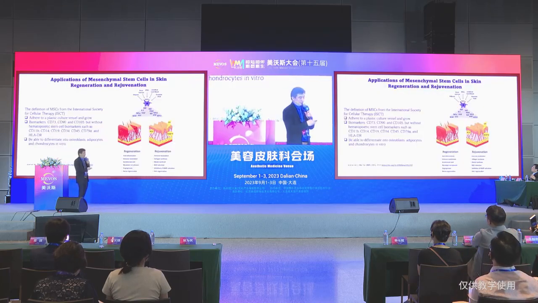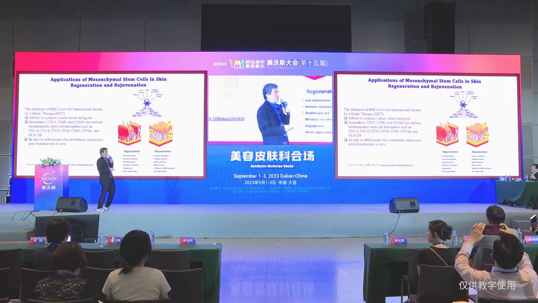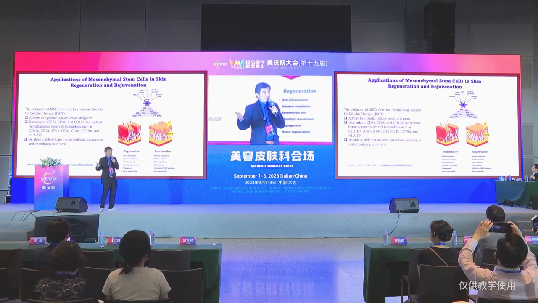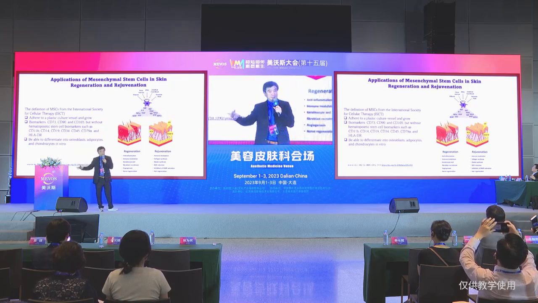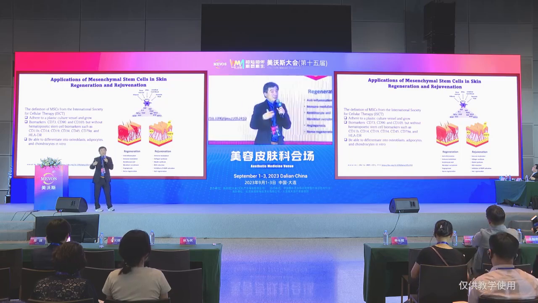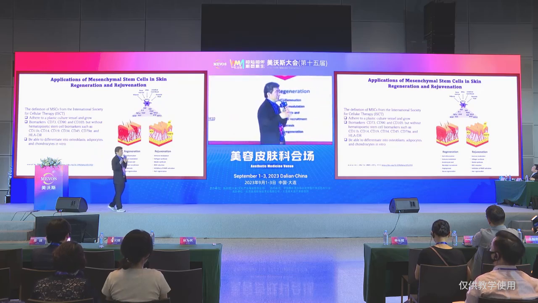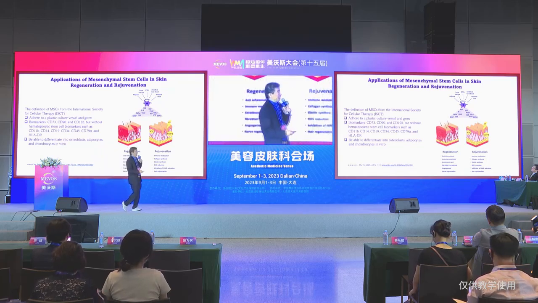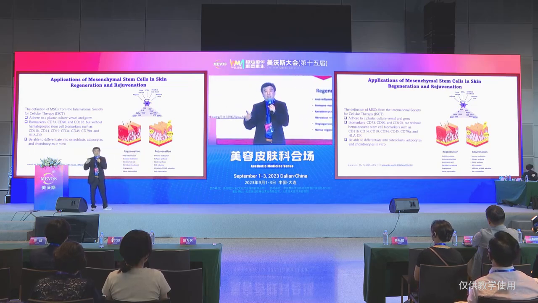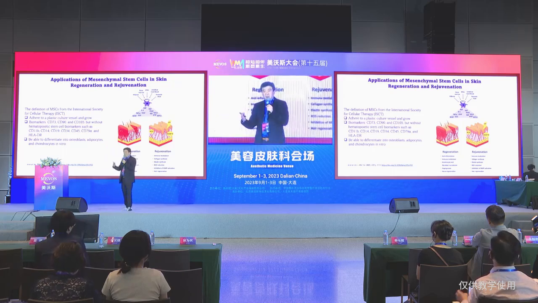Mesenchymal stem cells you can get from fat tissue, from bone marrow, and you can differentiate them from iPSC cells. Those cells secrete many growth factors, like FGF, VEGF, and EGF. Those growth factors can promote or facilitate skin regeneration and rejuvenation.